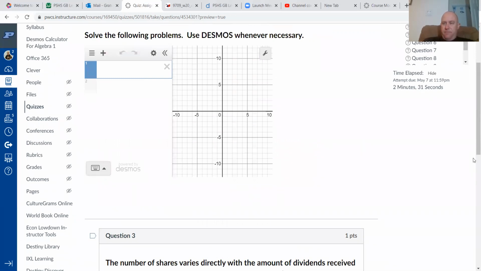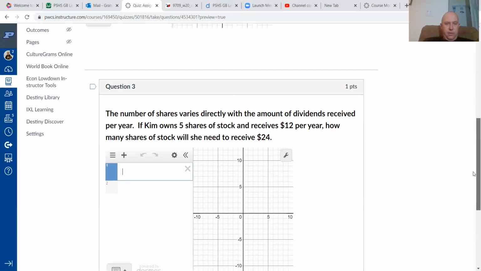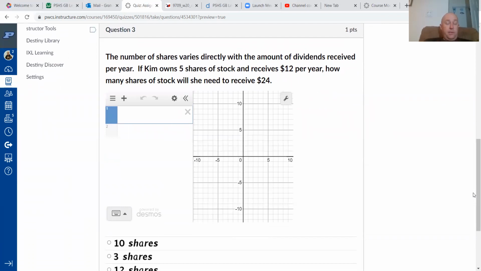My question 3, and I think this would be question 5 for everybody else. The number of shares varies directly with the amount of dividends received. If Kim owns 5 shares of stock and receives $12, how many shares of stock will she receive for $24? So I could go ahead and actually type this into a table as well. If I want to get some idea of what this looks like, I know 0, 0 always, so I can type that one in. I got my 5 and I have my 12. And the one that I don't know is something and 24.